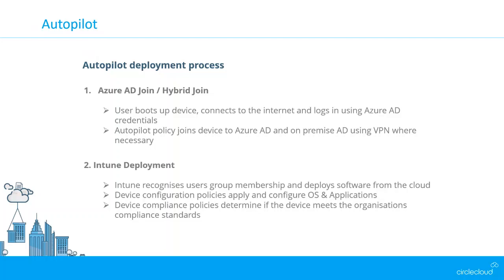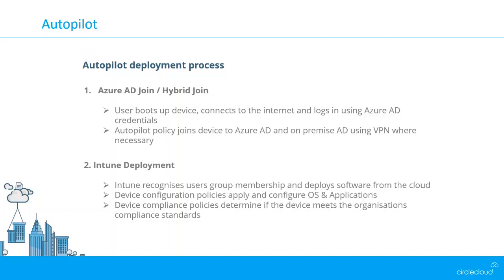So that's the Autopilot component, but that alone is not a great benefit. It's a benefit, it does help, it gets the devices joined, but where it's really useful is when you use it in tandem with Intune, because what Intune allows you to do then is it recognizes the user's group membership once they've joined the device to Azure AD, and the device is now part of Intune. It will recognize the user's group membership and deploy software from the cloud. So it would deploy Office to the device, install that.